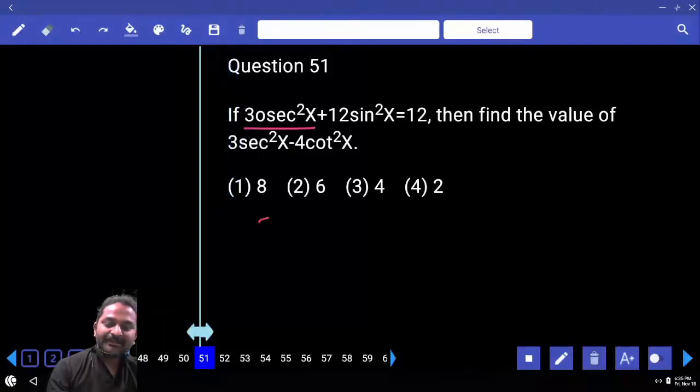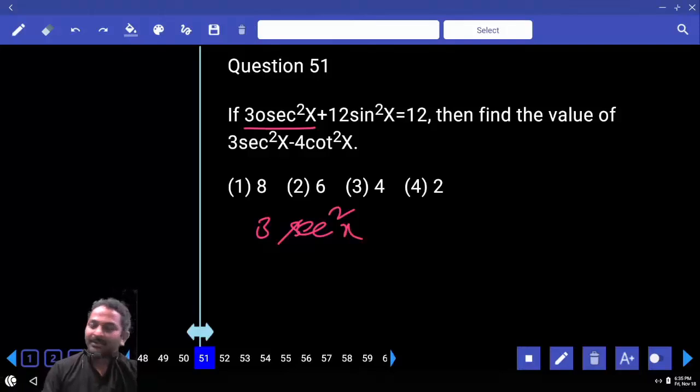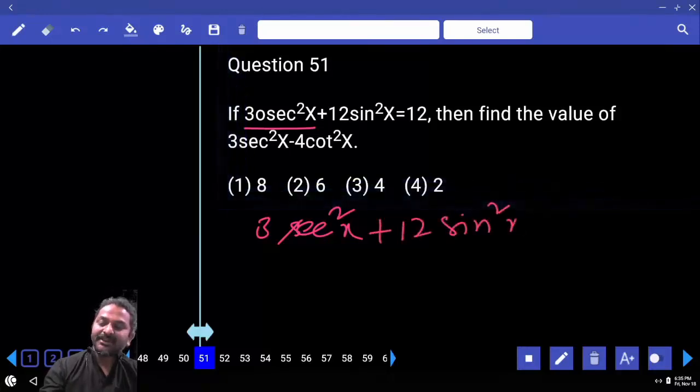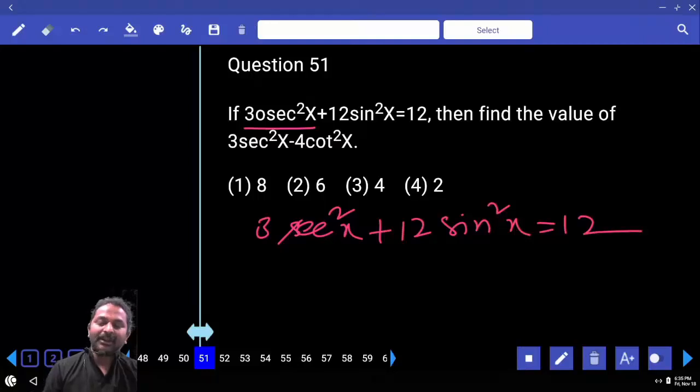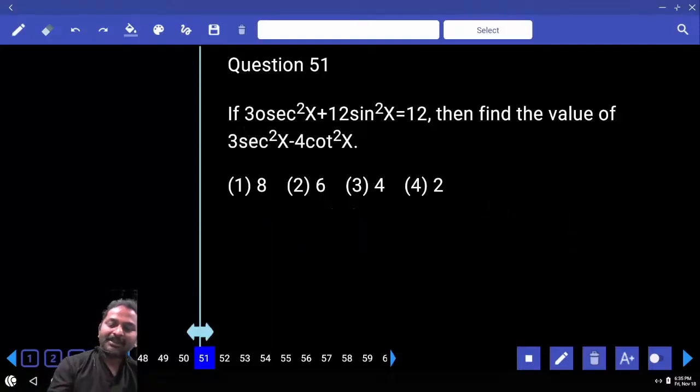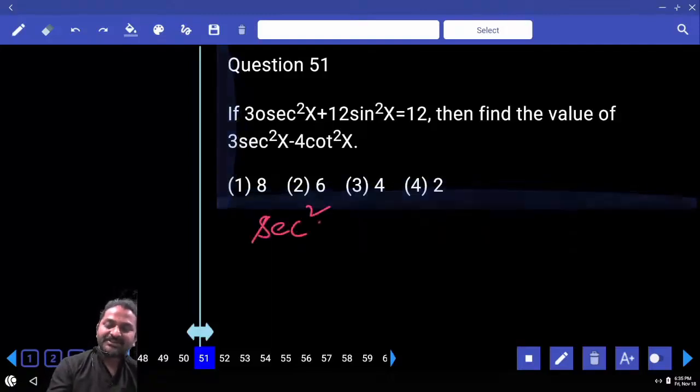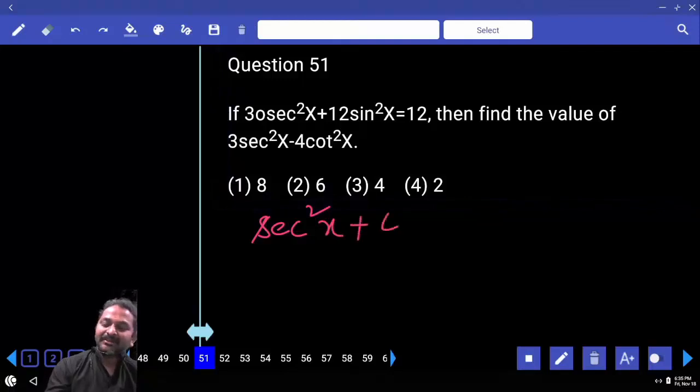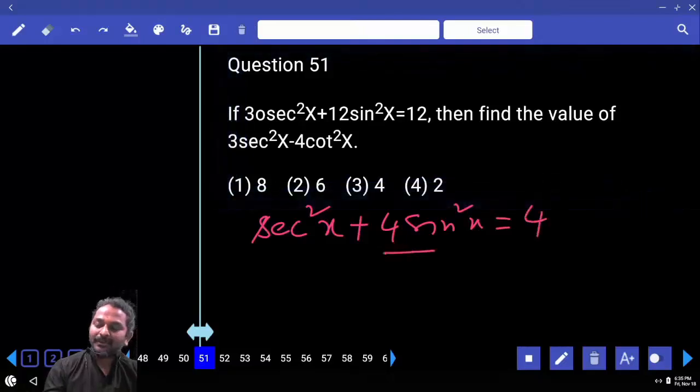What is this? 3? No, secant square x. That is 3 secant square x plus 12 sin square x is equal to 12. Can we take 3 common, left hand side and right hand side? Now tell me the equation. Secant square x plus 4 sin square x is equal to, can we take this value to right hand side?